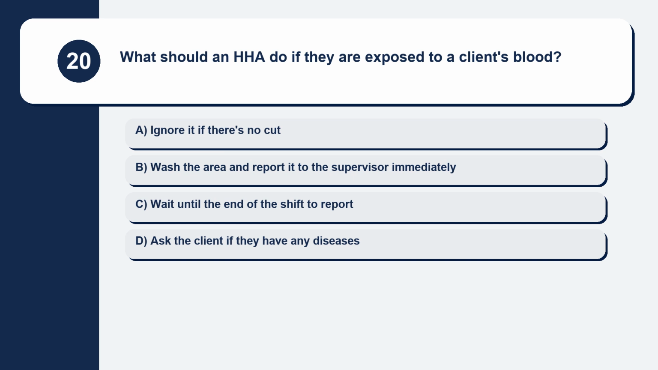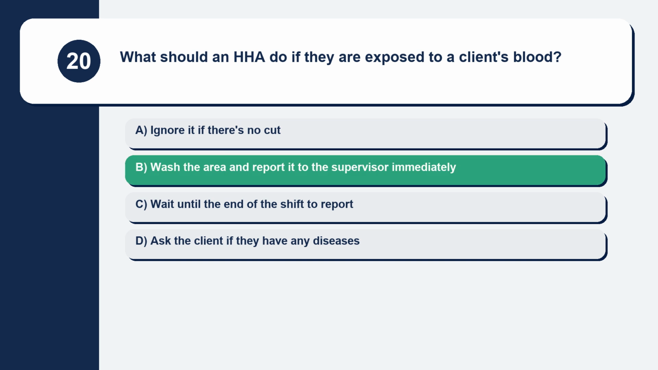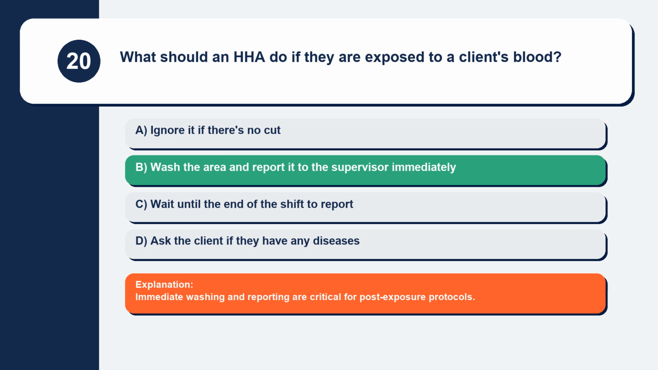Question 20. What should an HHA do if they are exposed to a client's blood? Ignore it if there's no cut. Wash the area and report it to the supervisor immediately. Wait until the end of the shift to report. Ask the client if they have any diseases. Immediate washing and reporting are critical for post-exposure protocols.